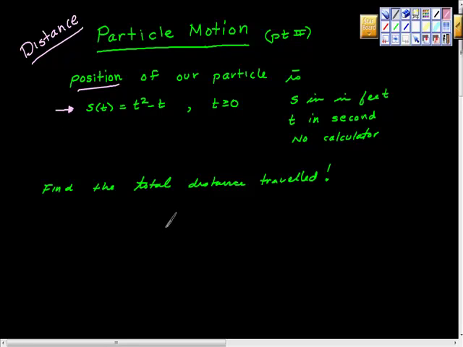this position function, s of t is equal to t squared minus t, and this is for t greater than or equal to 0. S is in feet, t is in seconds, and no calculators allowed. So find the total distance.